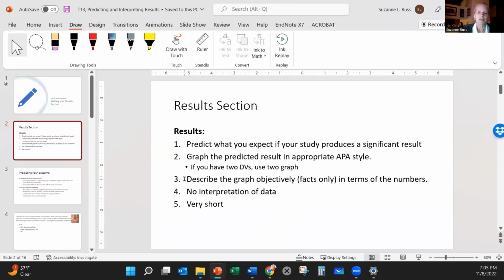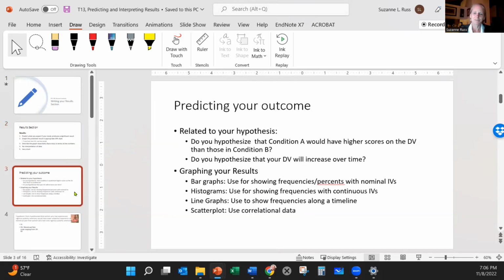You're going to describe the graph objectively, just facts. I'll be showing you all of this. And no interpreting data. And this is going to be very short. You might have as few as 2 sentences in this, but the graph is very important. So keep looking here, and just one more informational slide before we get into graphing this.